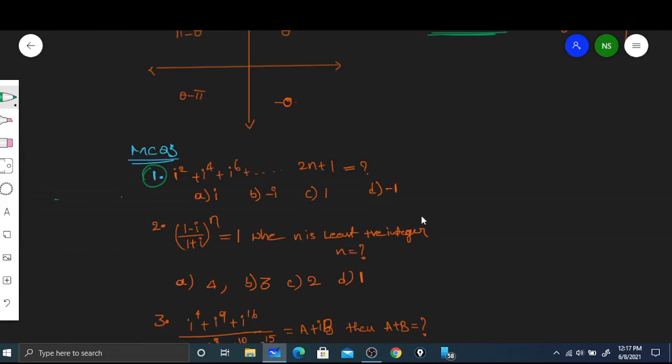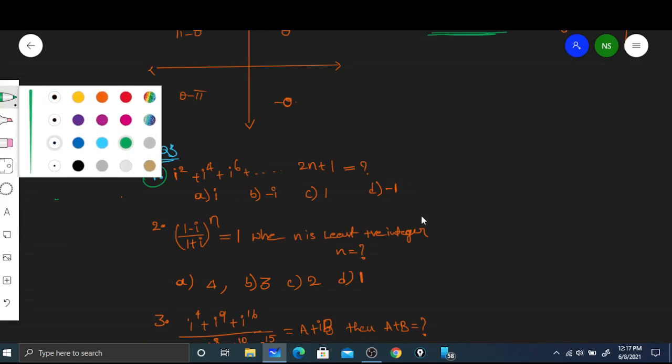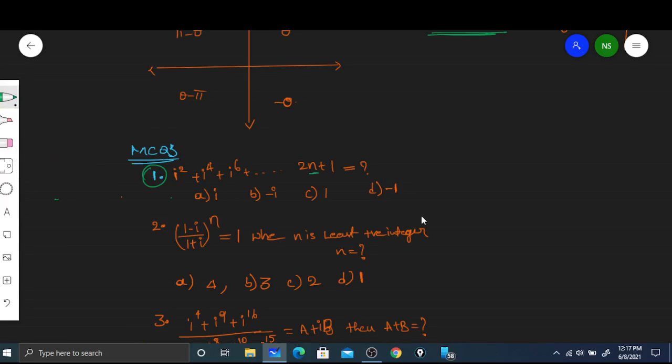Yes. So here you see the n value, they did not mention anything. You can take anything as your n. Suppose you take n value 1, only one term you will take, i square. What we know, i square is minus 1, so option D is the correct answer.